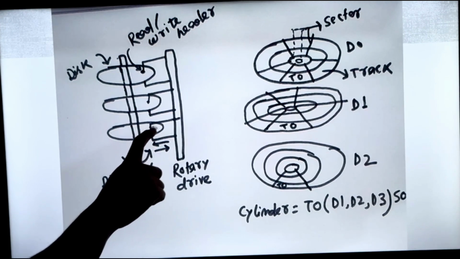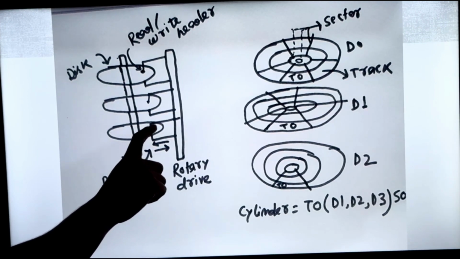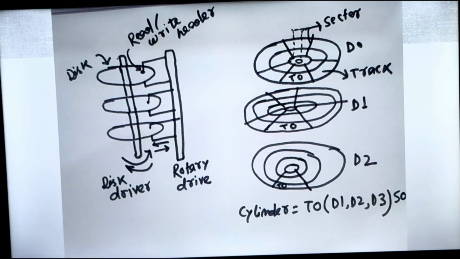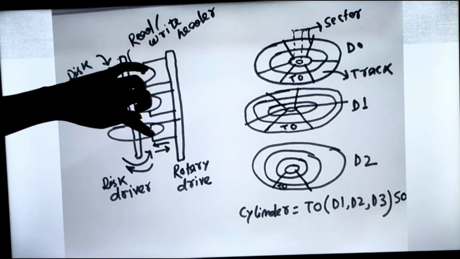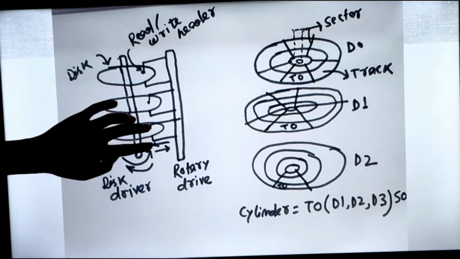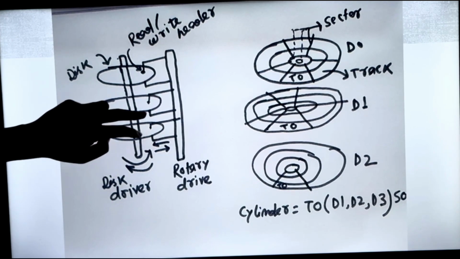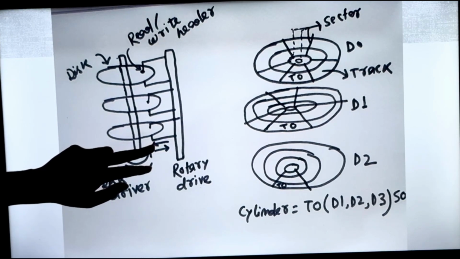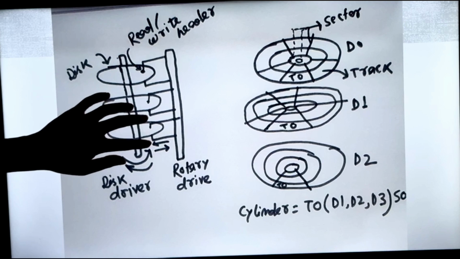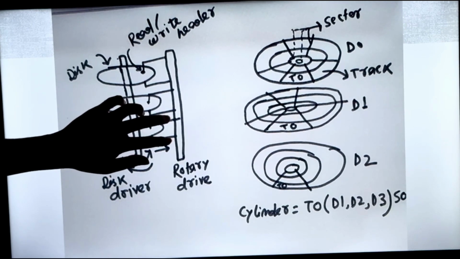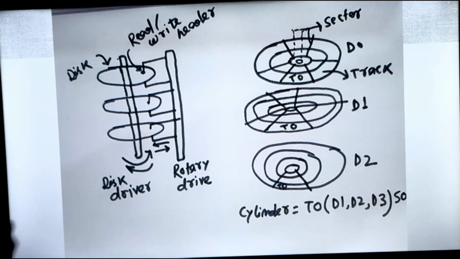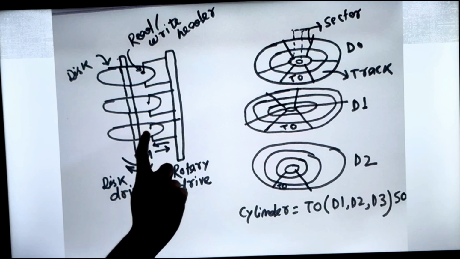This read-write header can read or write any data from your disk. For each disk I have two read-write headers, one for the top side and one for the lower side. We can move this read-write header forward or backward like this.